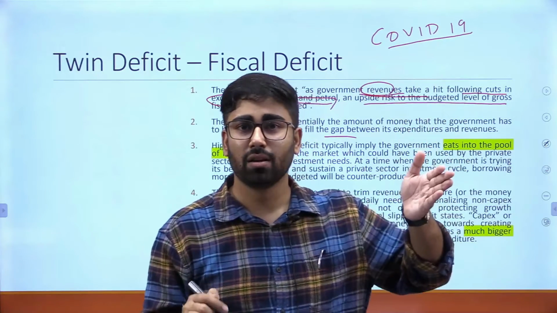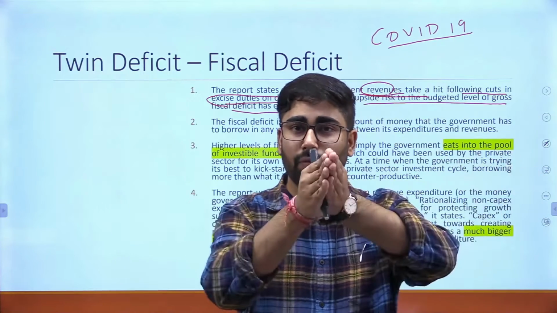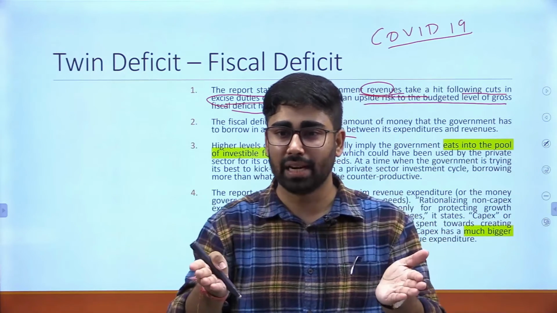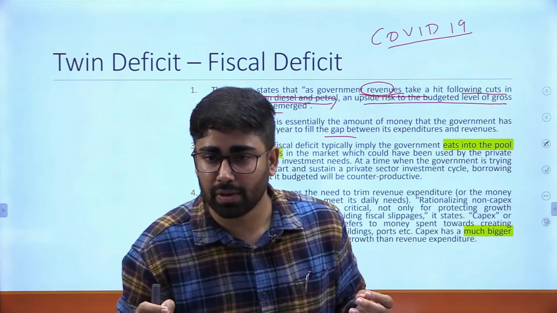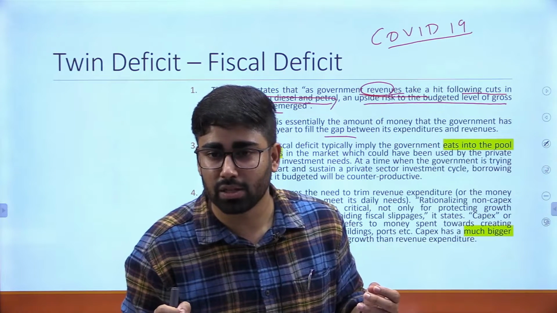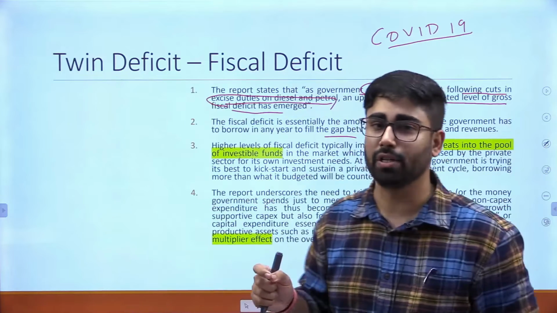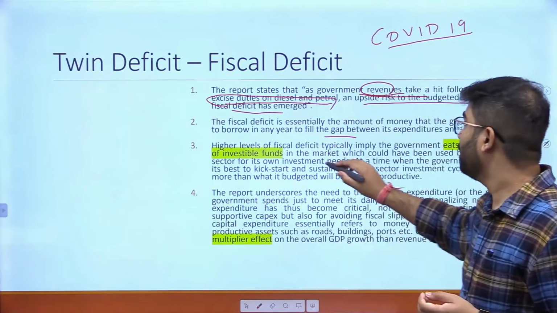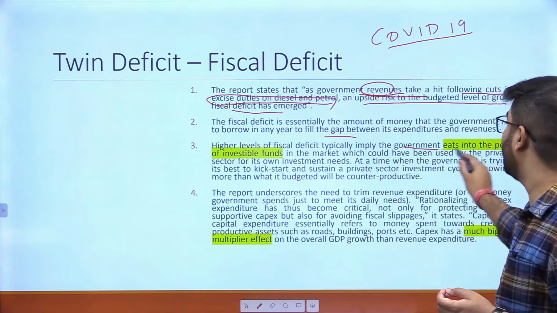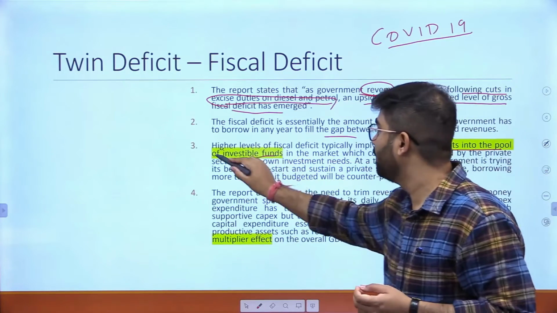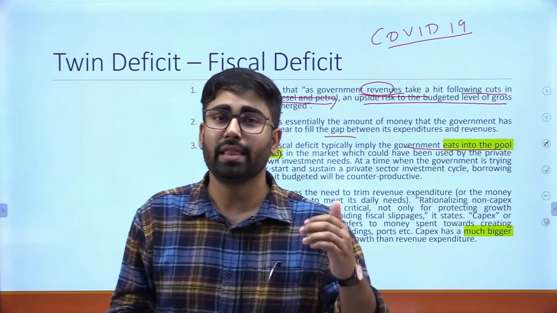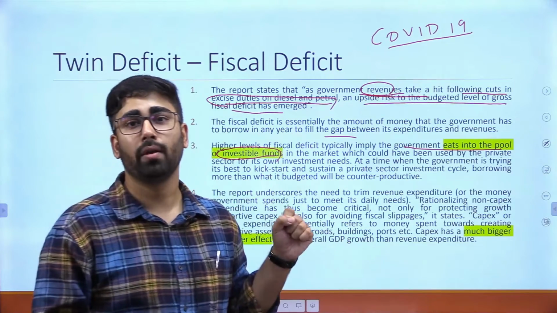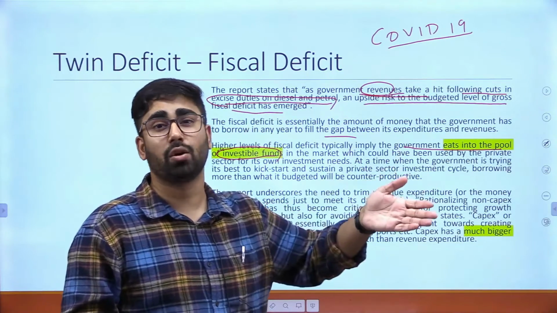आपका खर्चा है और आपकी आय है, उस चीज को फिल करने के लिए क्या आएगा? फिस्कल डेफिसिट आएगा, ठीक है। Kannu is saying difference between total revenue and total expenditure other than borrowing. Yes, very correct definition, ठीक है। Higher levels of fiscal deficit typically imply that government eats into the pool of investable funds. यानी कि if there is higher fiscal deficit, then it means that government has to borrow more, then government has to pay more interest on its loans.